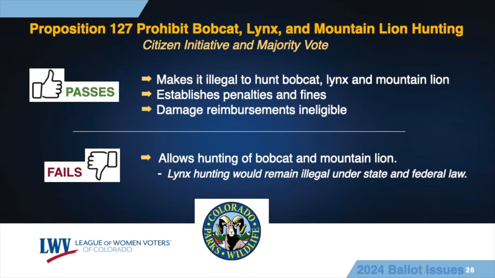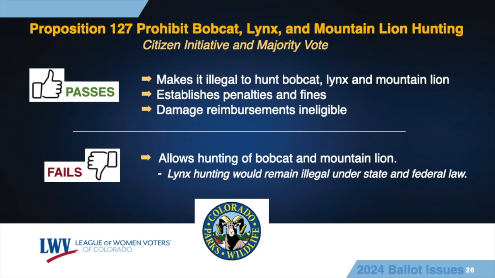Proposition 127 prohibits bobcat, lynx, and mountain lion hunting. It was placed on the ballot by a citizens' initiative, and it passes with the majority vote. What if it passes? It ends the hunting season for mountain lions and bobcats in Colorado and bars the state from ever allowing lynx hunting. It prohibits intentionally killing, wounding, pursuing, entrapping, or discharging a deadly weapon at bobcats, lynx, and mountain lions in Colorado. And it establishes penalties for violations. Also, it allows certain scenarios for lawful killings.